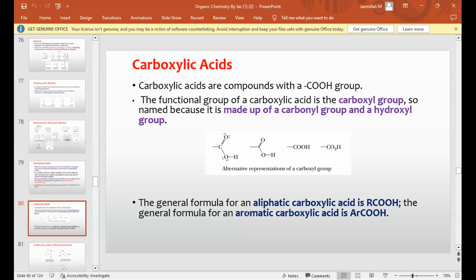The general formula for an aliphatic carboxylic acid is normally RCOOH, where R is the alkyl group. Then the general formula for an aromatic carboxylic acid is ArCOOH, where Ar is the aromatic ring. It can be a benzene ring, or literally any aromatic ring.